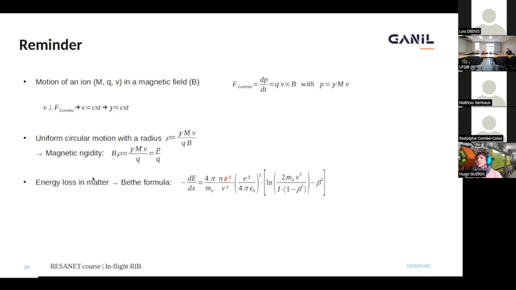Another important thing for this in-flight method is the Bethe formula. The Bethe formula is for energy loss in matter. What you have to keep in mind is that the stopping power of a material, so the energy loss in a material, is somehow proportional to Z squared. Z is the proton number of the ion.